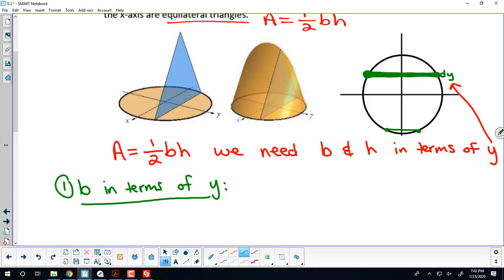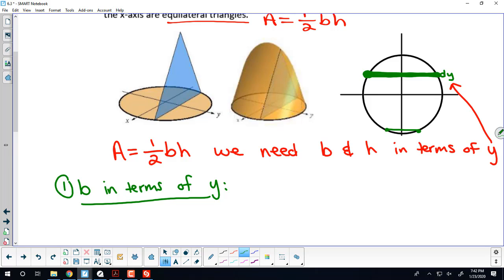So the base in terms of y is defined how? I'm thinking 2 times the square root of 25 minus x squared. Yeah, that gives us the base. Right. And how are we getting that? Well, I'm measuring something that's running in this direction.